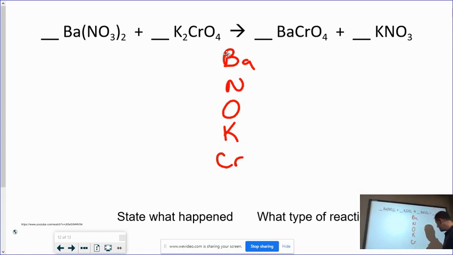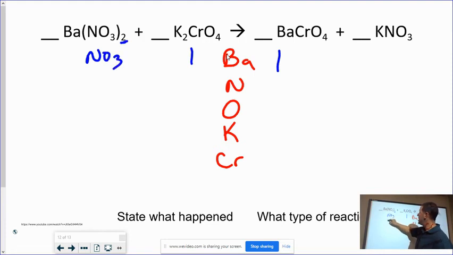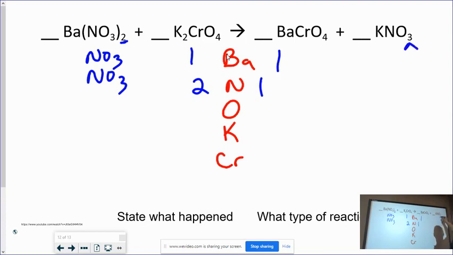So how many Ba's do we have? We have one of those and one of those. And how many nitrogens? So this 2 right here is saying NO3, NO3. So how many N's do we have? We have 2 N's on that side, and we have 1 N on this side. This 3 goes with the O. It does not go with the N.